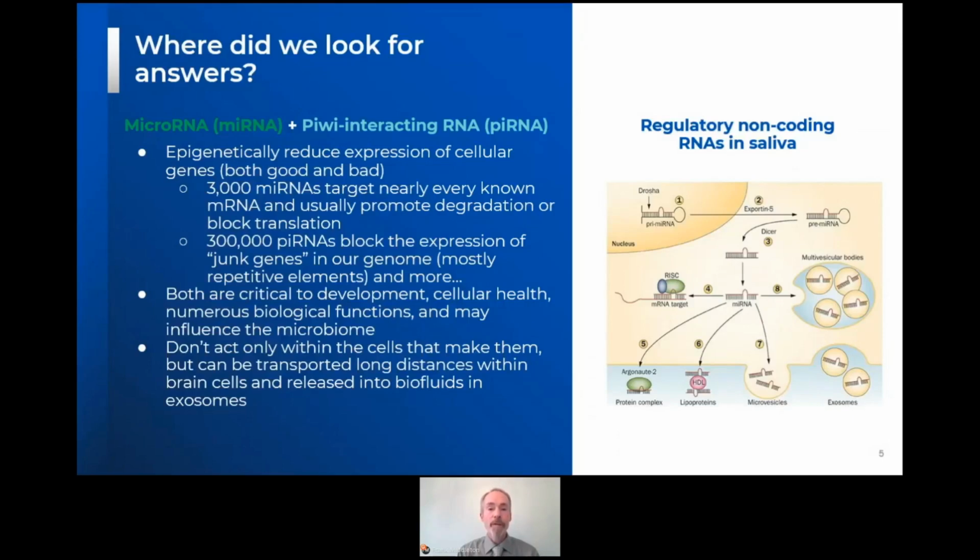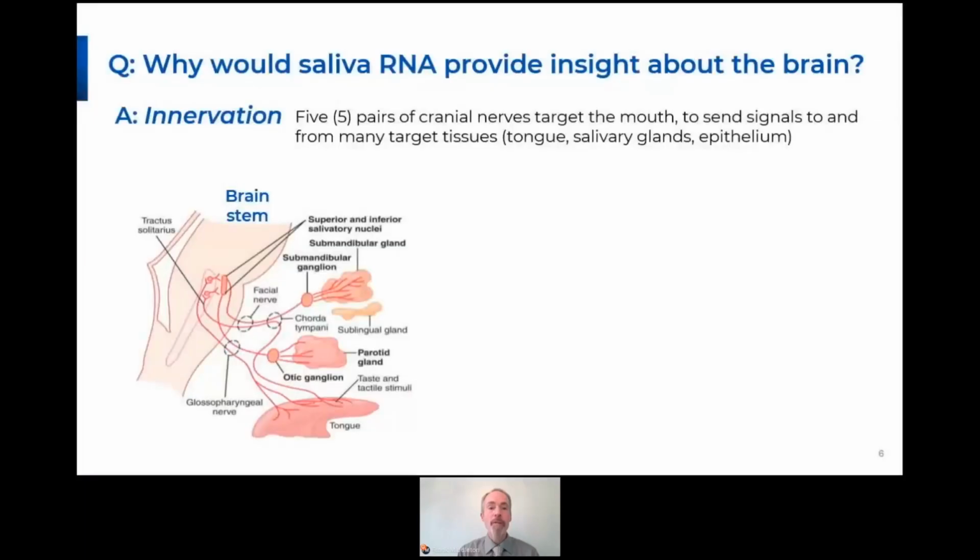Now, one question you may be asking is, why would saliva provide insight about a brain condition like ASD? And a simple answer to that is there are 5 pairs of cranial nerves that target the mouth that send signals to and from many of the target tissues in the oral cavity. This slide illustrates the nerves that go to the major salivary glands as well as the tongue in the mouth.